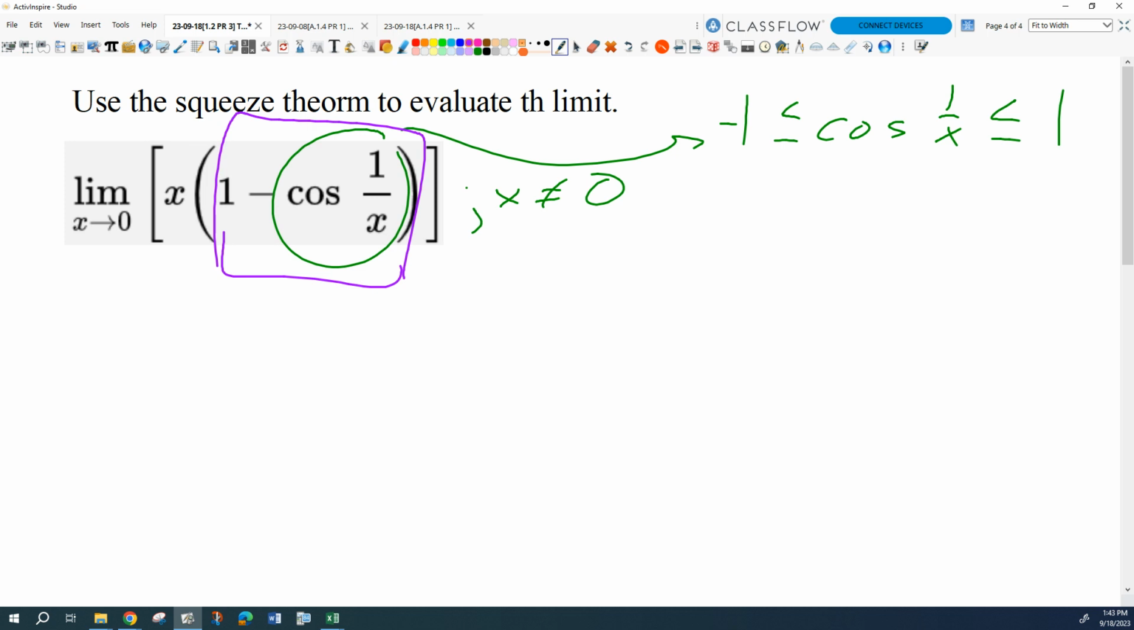Because if the cosine function is constrained to be greater than or equal to -1 and less than or equal to +1, what would 1 minus that be? The very smallest value the cosine function could have is -1. What's 1 minus -1? 2. The biggest value cosine could have is 1. What would 1 minus 1 be? Right. You see what I'm saying? So the purple part then is going to be pinched in between.